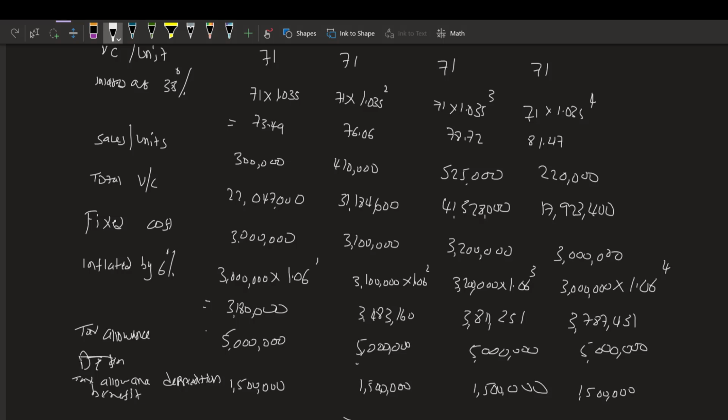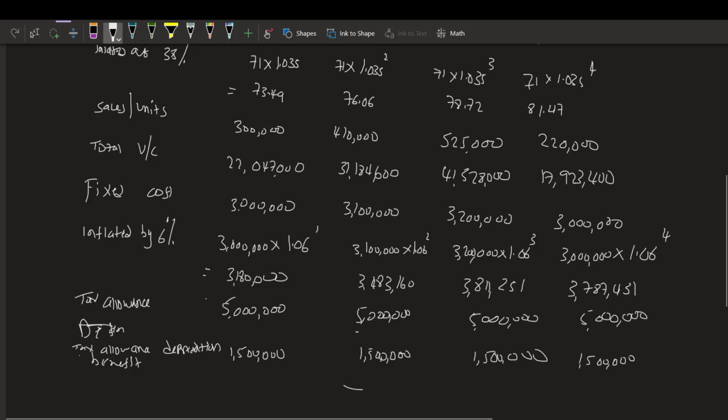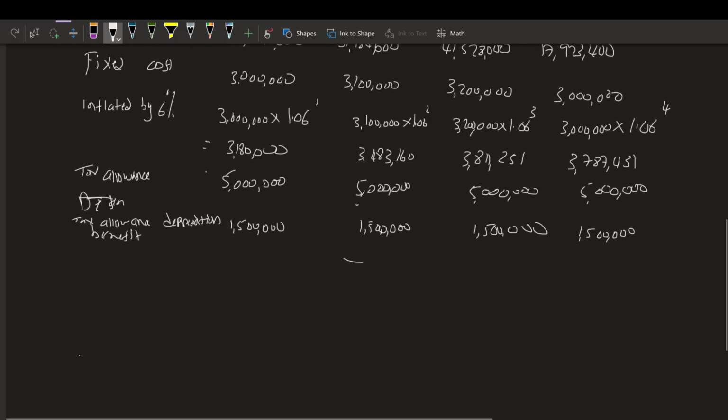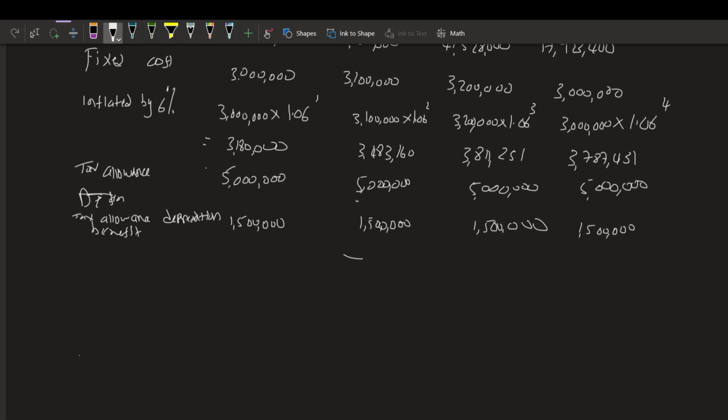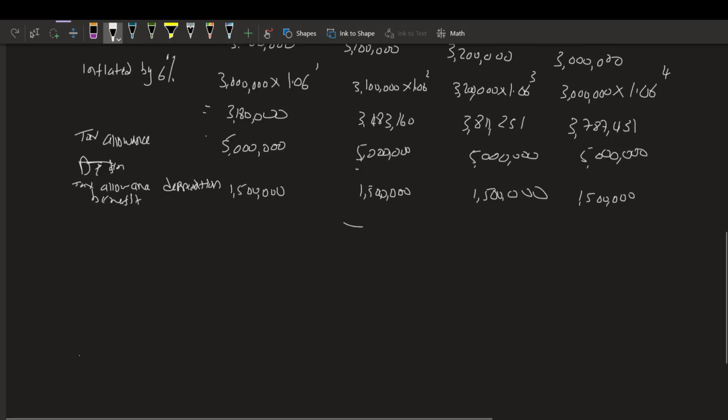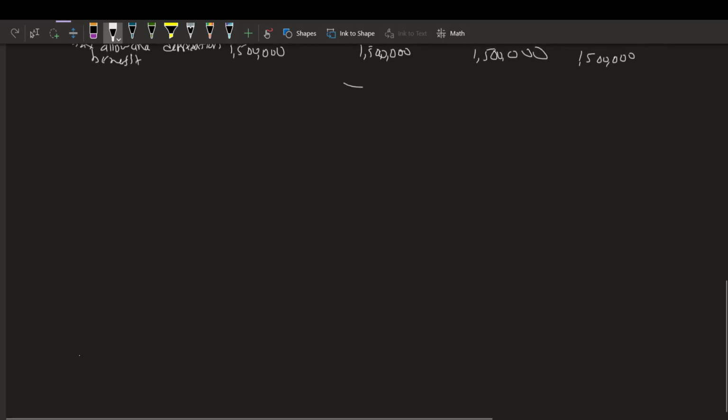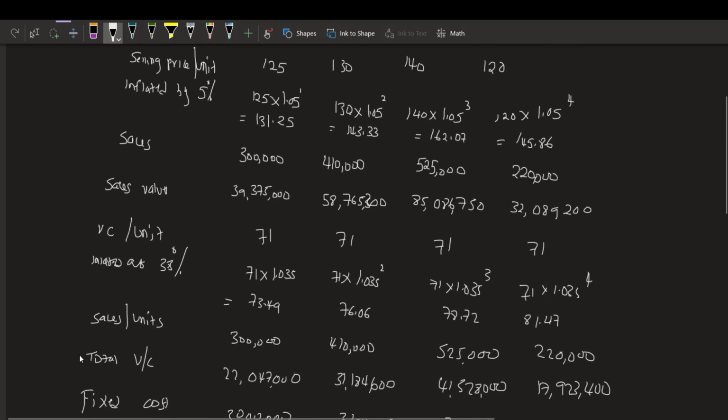Those are all our workings. We can now go ahead and calculate the net present value. To do that, we'll start with the sales. So we have the year 1, 2, 3, and 4. We start with the sales figure. So our sales figure we had calculated here.